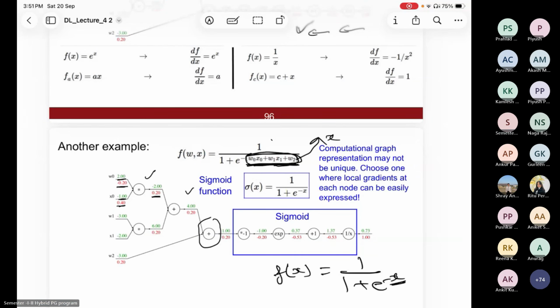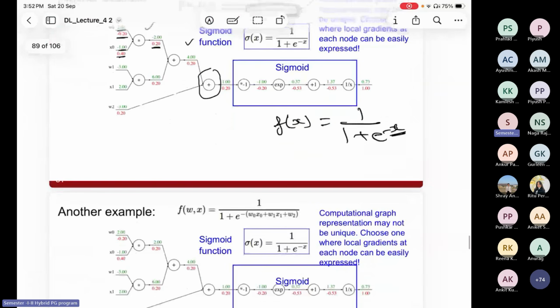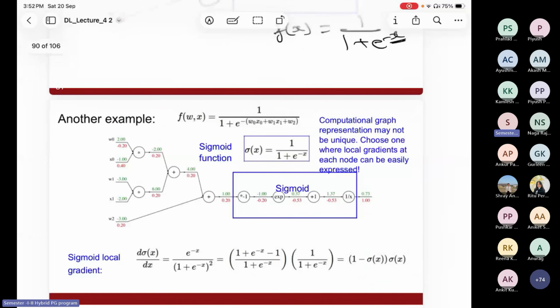Now, can I have a better or faster gradient computation for the sigmoid function? Yes, we have. If you are going to find the gradient of the sigmoid, suppose this is 1 divided by 1 plus e to the power minus x, and if you find the gradient of this, you will get e to the power minus x divided by 1 plus e to the power minus x whole square.